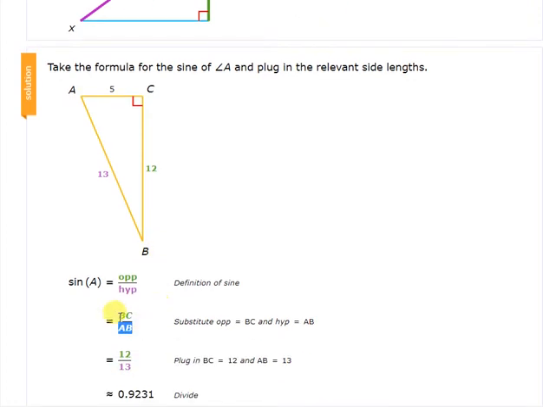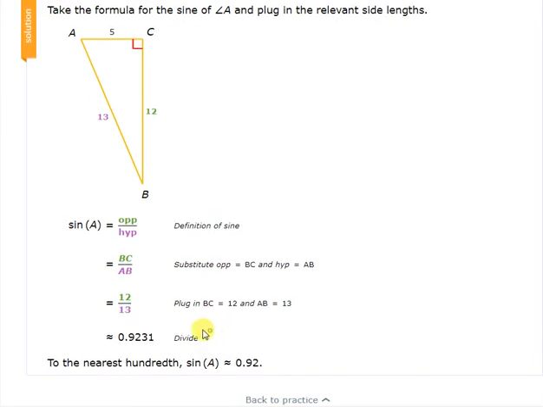Now you have the values and you can easily put them in the formula. BC equals 12, so they have put that in here. And AB equals 13 units, so you put in 13. Now you can take a calculator and divide 12 by 13. The answer will be simply 0.9231. So this is your answer.